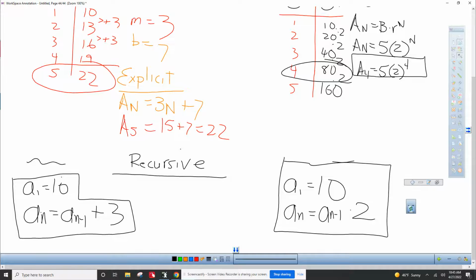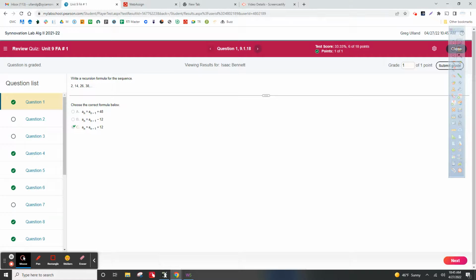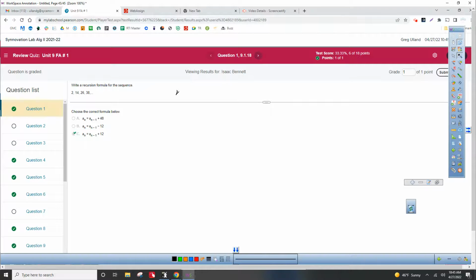Okay, so now let's take a look at your quiz and see how this applies to your assessment. So here, write a recursion formula. Well, a sub 1 is 2. Okay, now to get a sub n, well, what are we doing each time? We're adding 12, adding 12, adding 12. I take a sub n minus 1 and I add 12 to it. Okay, let's take a look at one that you're stuck on here.